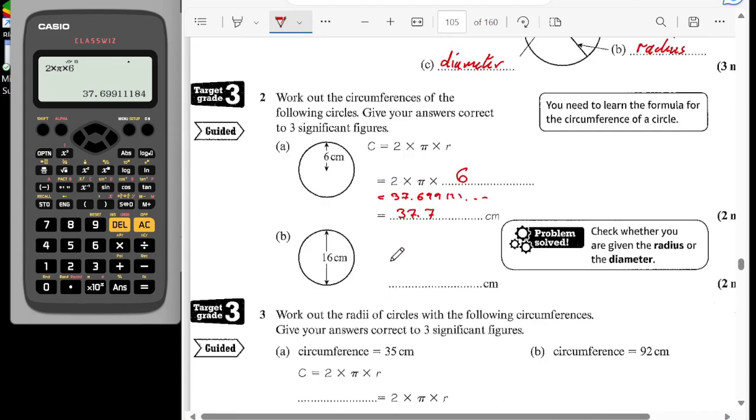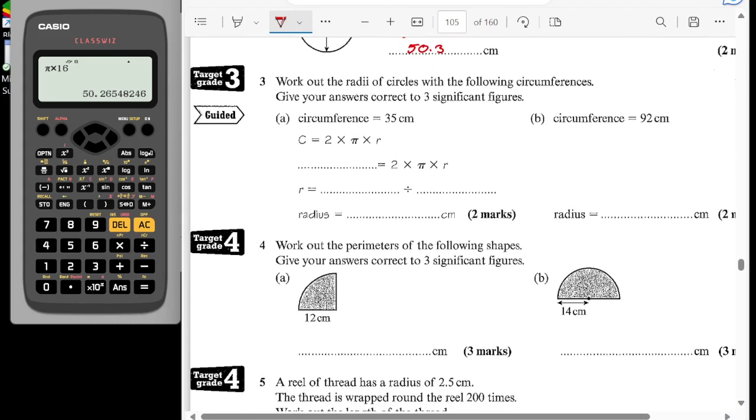Okay, and for the second part, we've got the diameter this time. So I'm going to use the other version of the circumference. The circumference is equal to pi times d. So that's going to be pi times 16, which is shift pi times 16, which gives us a value of 50.26548... So to 3 significant figures, that's going to be 50.3.